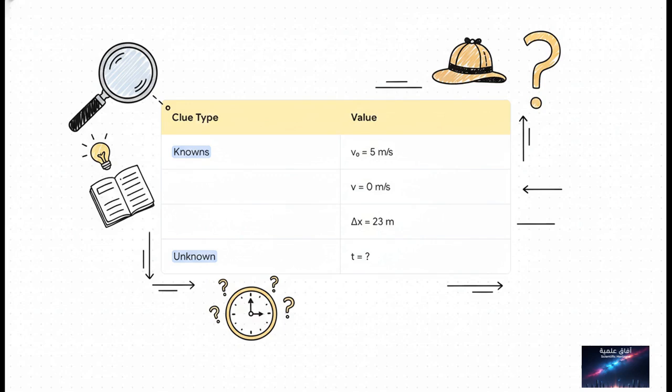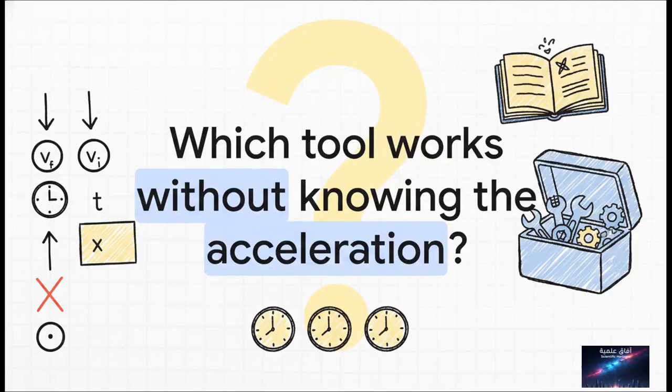We know the initial velocity, or v0, is 5 meters per second. We know the final velocity is 0, because they stopped. And the displacement is 23 meters. The one thing we're looking for? Time. So take a look at our list of knowns and the one unknown. Out of our 4 main variables, displacement, velocity, acceleration, and time, which one is completely absent from this case?